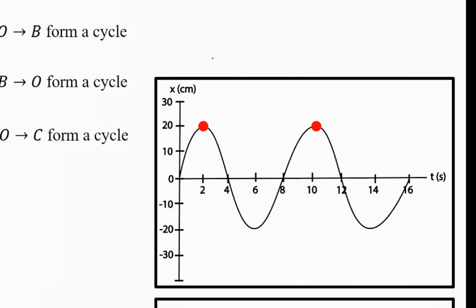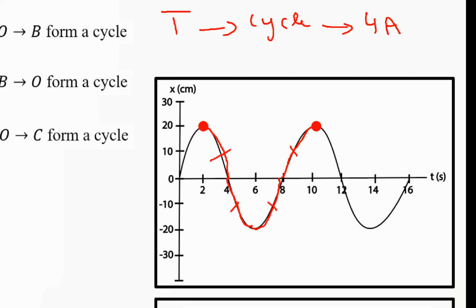Remember that we have stated previously that the period is a cycle and the cycle consists of 4 amplitudes. Now from these 2 peaks, count with me, this is an amplitude, this is another amplitude, that's another amplitude, and that's another amplitude, forming 4 amplitudes. So if you measure the time between these 2 consecutive peaks, that would give you the period. In this case, the period is 8 seconds, which is 10 minus 2.